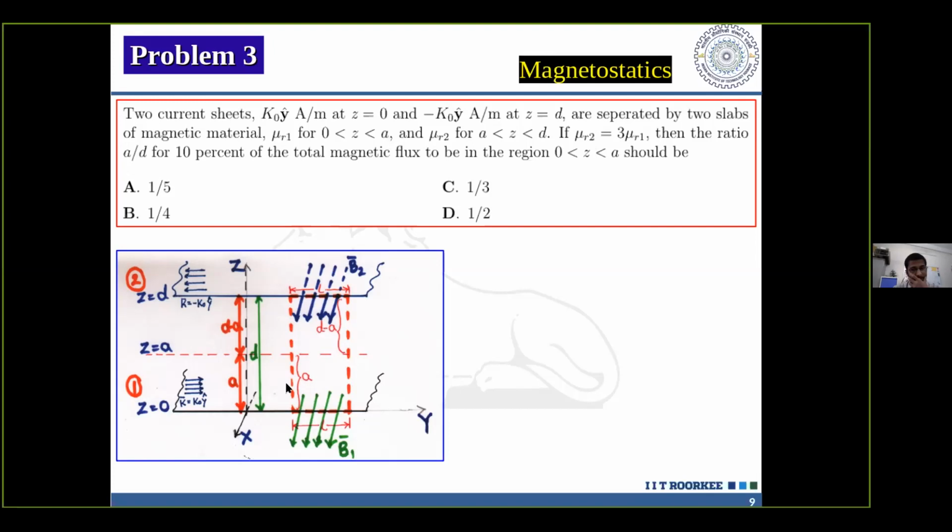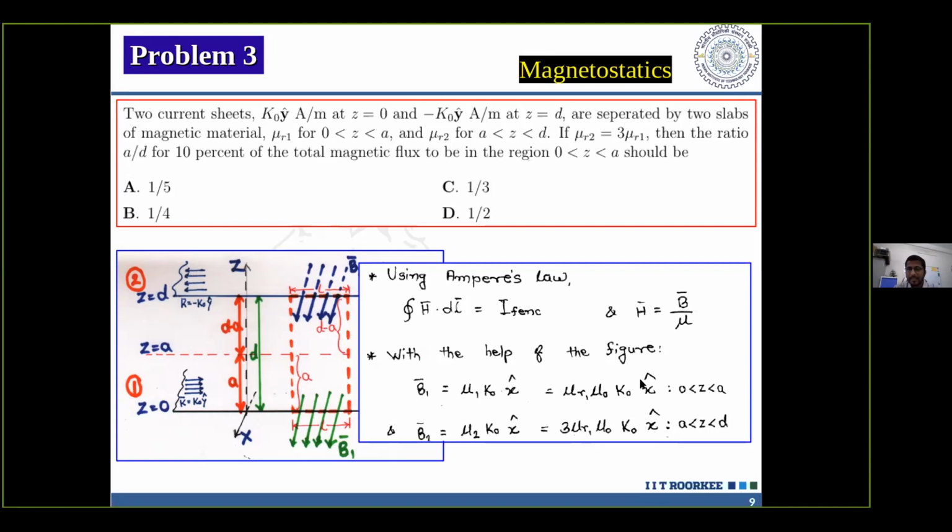So now this is B1, as I mentioned, the magnetic field in the region z greater than 0 and less than a, which means in this region, this quantity is nothing but 2 times the magnetic field due to a single plane. Now for this plane, the given quantity is mu 1, and in this case it is 3 times mu r 1. So mu 1 is nothing but mu r 1 times mu 0 times k. So mu 1 is replaced by this quantity, and mu 2 is nothing but 3 mu r 1 times mu 2 in this region.